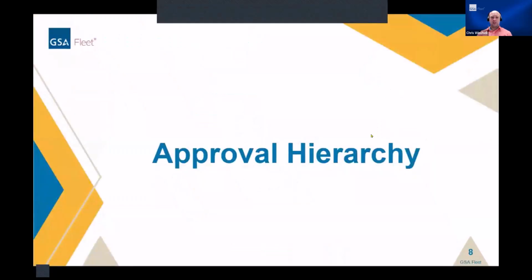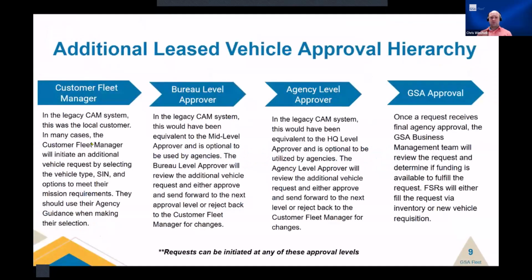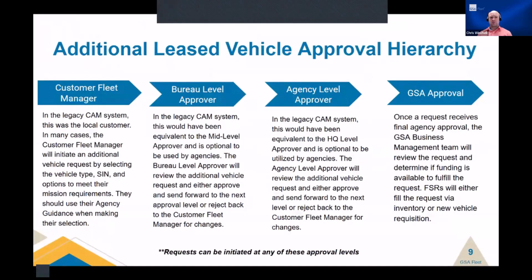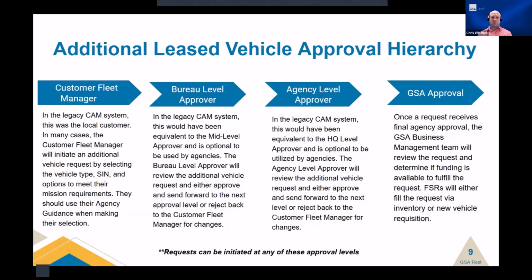Let's go a little bit over the approval hierarchy here. Again, this is going to be pretty similar to what you've seen if you've worked with the replacement vehicle requests module this fiscal year in GSAFleet.gov. The request starts with the customer fleet manager. It actually can be submitted at any level, so it could be started with the customer fleet manager at the local level, at the bureau level, or the agency level, and then it'll route as needed through the approval hierarchy, going on to the bureau level for approval, the agency level. And once it's finally fully approved through the agency, it'll go to GSA to assign funding for that purchase request.